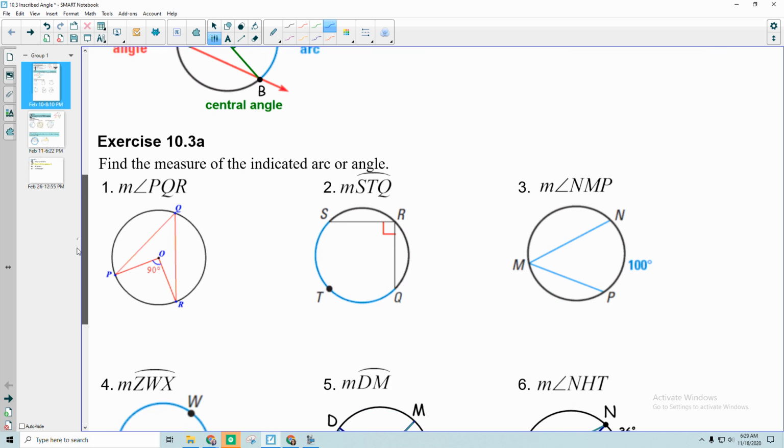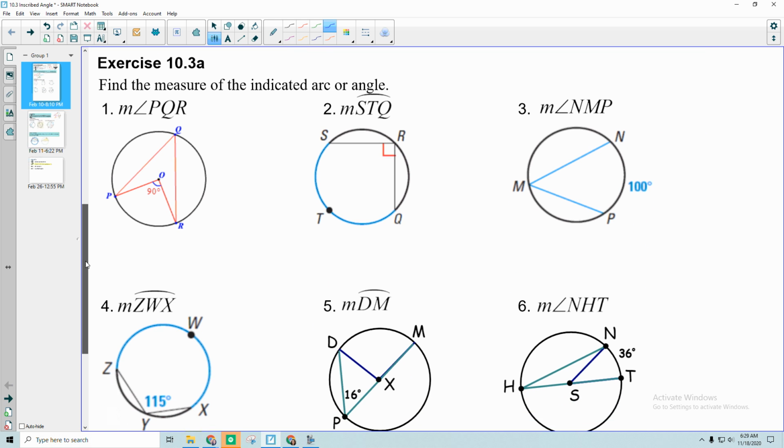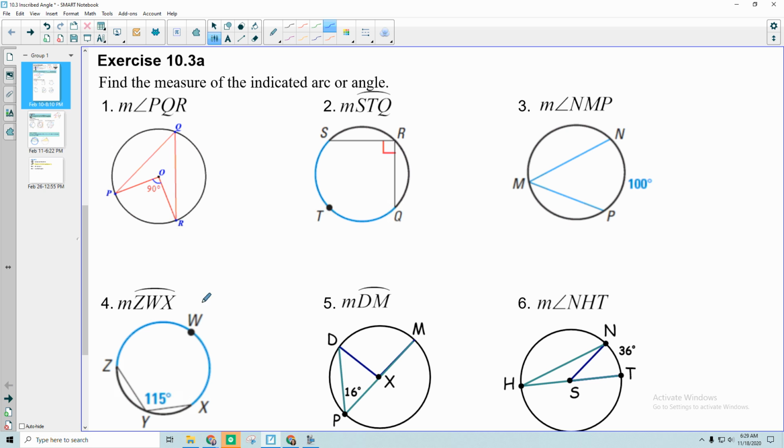Now I'm going to encourage you to pause the video right now and try out these problems on your own. Unpause the video when you feel like you have an answer.